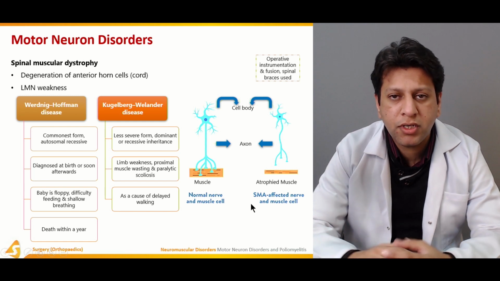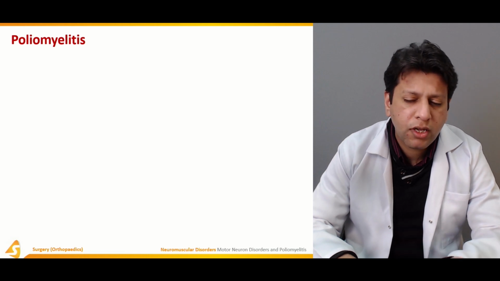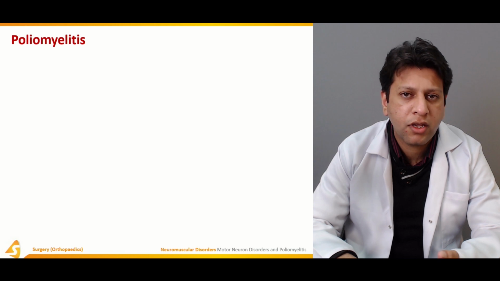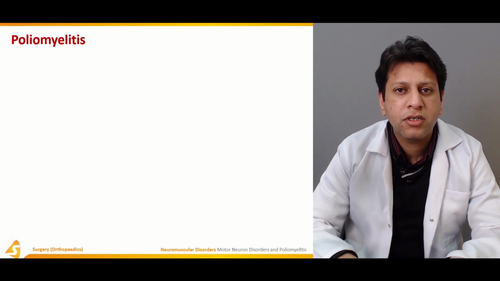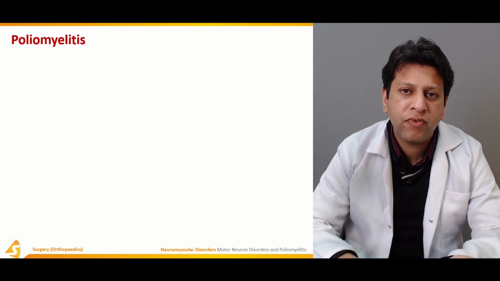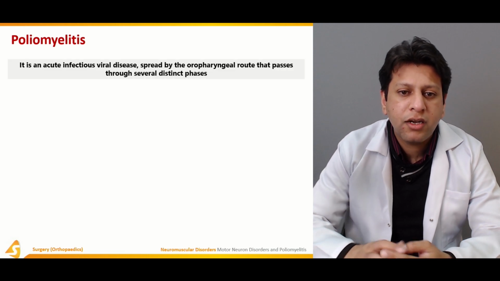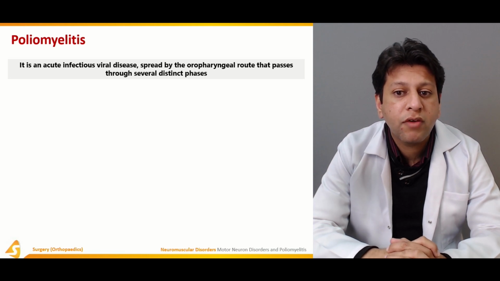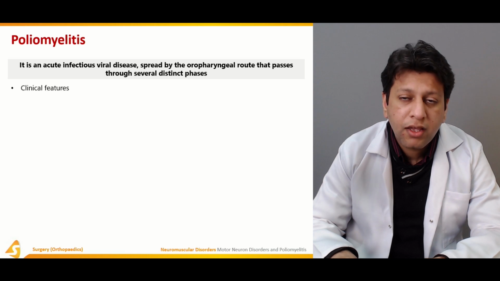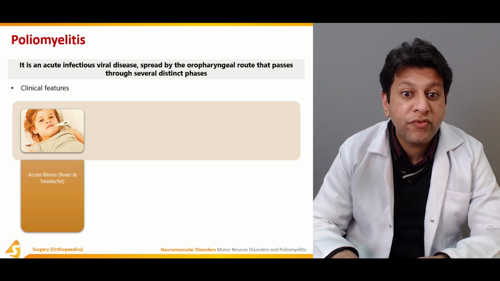Now coming to another disease, although nowadays in some countries it has almost been cured. Due to vaccination against polio, they've almost eradicated poliomyelitis. But in some countries, especially in third world countries, due to improper vaccination, it's still rampant and can still present with acute symptoms as well. It is an acute infectious viral disease spread by the oropharyngeal route that passes through several distinct phases. Its clinical features include acute illness, which may present as fever and headache in children.